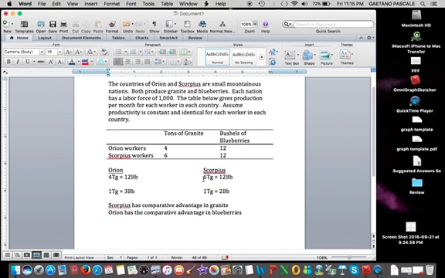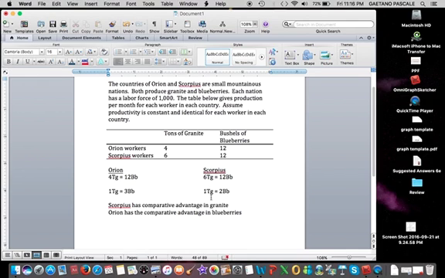We have 6 tons of granite. We want to divide that by 6 in order to get 1 ton of granite, so we're dividing by 6 through both sides, and we get that 1 ton of granite is equal to 2 bushels of blueberries. So who has the lower opportunity cost? Well, the opportunity cost of 1 ton of granite is equal to 3 bushels of blueberries in Orion, but it's only 2 bushels of blueberries in Scorpius.